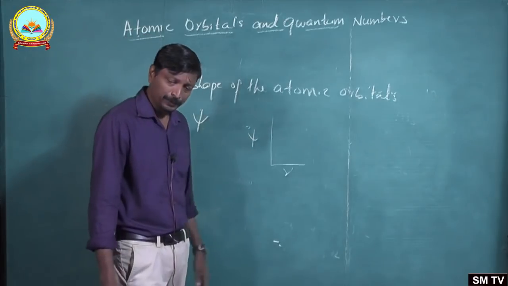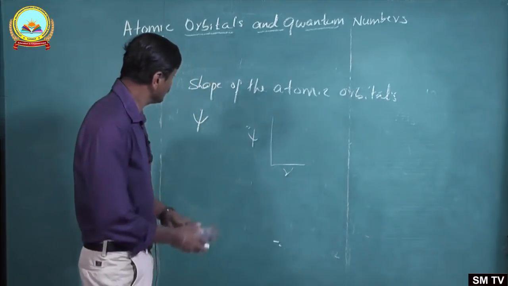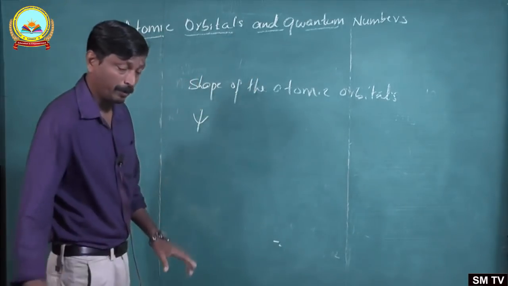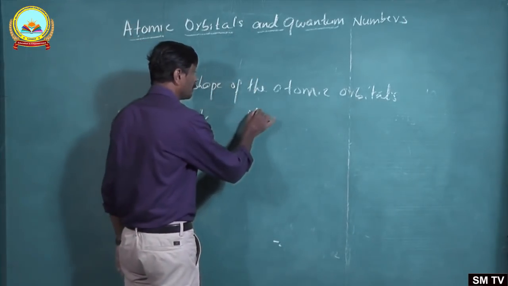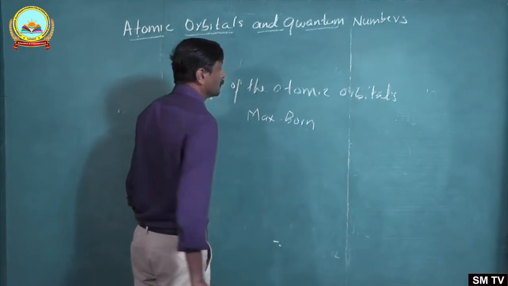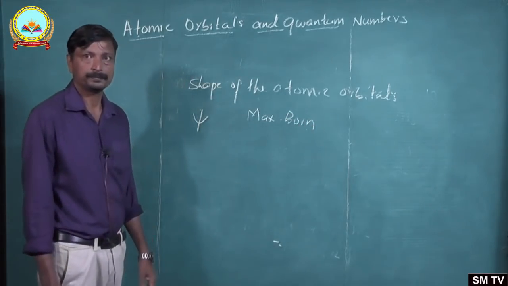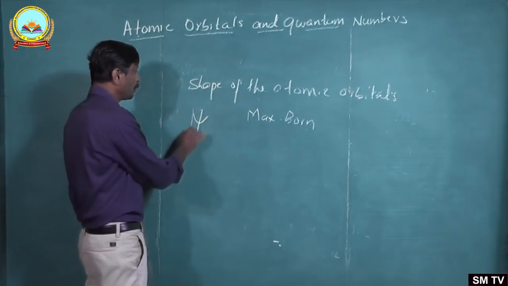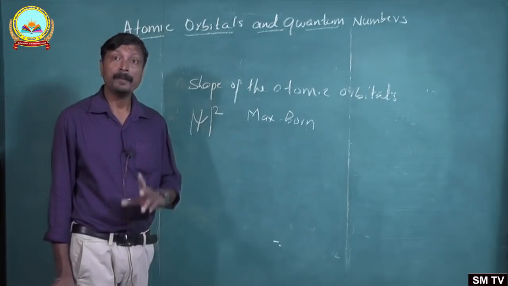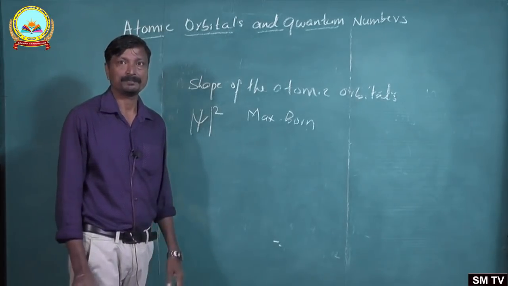Okay. Now, next is if psi has no meaning, but Max Born has shown that the mod of psi square gives the probability density of the electron.